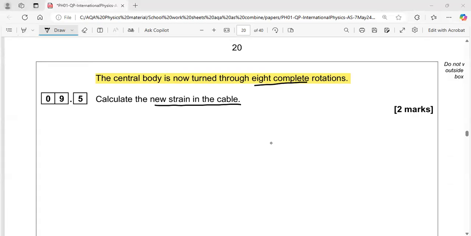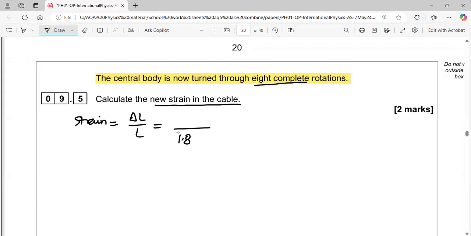Okay, for this question, you have to understand a thing: first you have to find how much is actually the additional strain. So you have to find the additional strain that is produced due to 8 rotations. So we can say that strain is equal to delta L by L, right? And original length, they told you it was 1.8 meters.